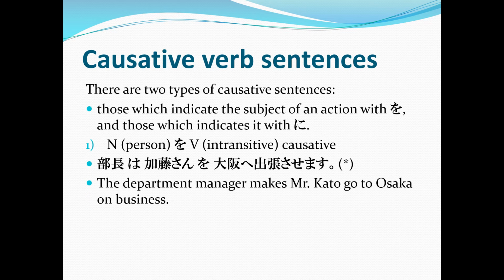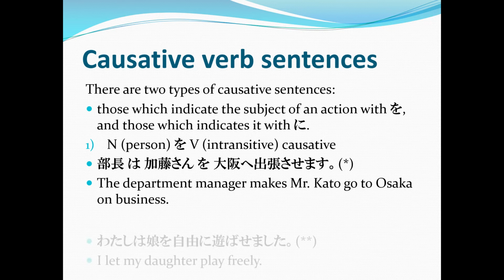Example, Bucho wa Kato-san o Osaka e shucho sasemasu. Again, Bucho wa Kato-san o Osaka e shucho sasemasu. Or the department manager makes Mr. Kato go to Osaka on business.